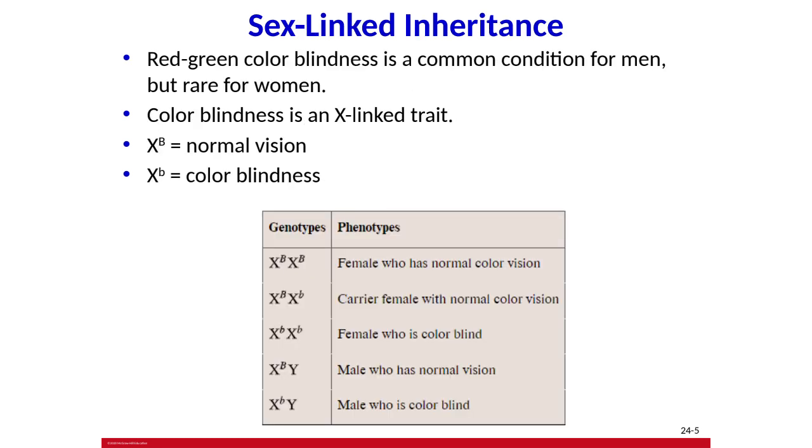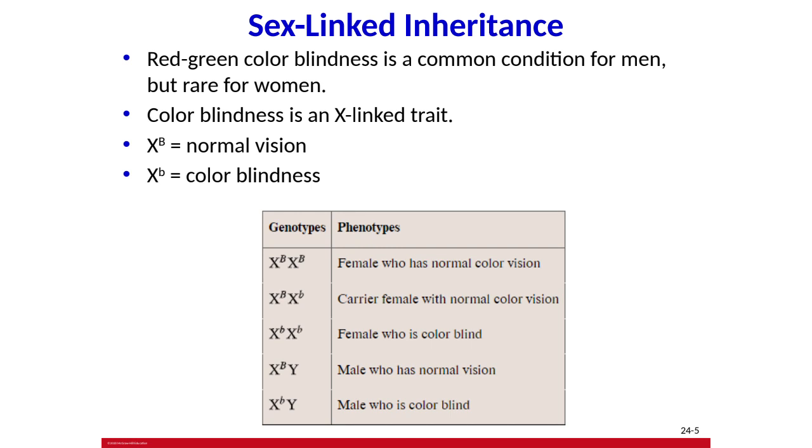So I've already mentioned this, but let's go ahead and look at red-green color blindness. That's going to be our example that we're going to study a little bit here. It's a much more common condition in men than in women. If you look at Caucasians in the United States, perhaps something like 1 in 12 or so men will have it. But it's relatively rare, more on the order of, say, 1 in 200 women will have this. So color blindness is an X-linked trait.